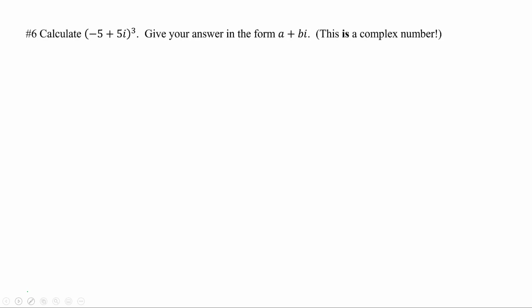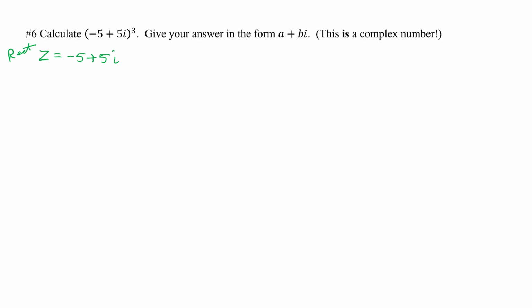We're calculating negative 5 plus 5i raised to the third power, and we're going to give our answer in the form a plus bi. We're raising some number z to the third power, where z is equal to negative 5 plus 5i. Before you can use the formulas we just pulled up on the last screen, you need to make sure that you're in polar form. This right here is rectangular form, so we need to change it into polar form before we go any further.